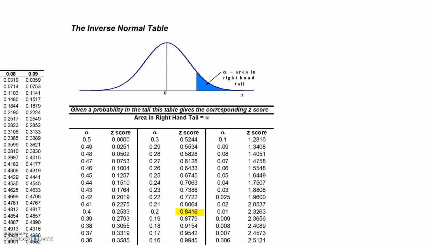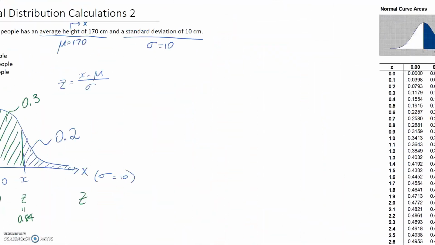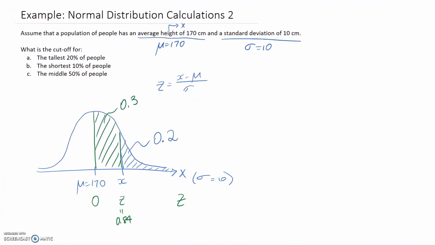So 0.8416. Let's just add our extra decimals on the end. So both of those methods I just showed you are equivalent to each other. They get the same result. So now all we need to do is figure out, okay, if this is the z-score, what is that in terms of x, or actual heights?